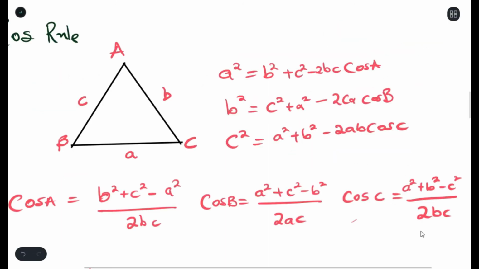Now, these are the 6 different types of formulas for the cosine rule. You will use any one of them depending on the sort of questions you get that you have to use the cosine rule for. If you're trying to get a side, you will definitely use one of these 3. And if you're trying to get an angle, then you can use one of these 3 that you have over here.